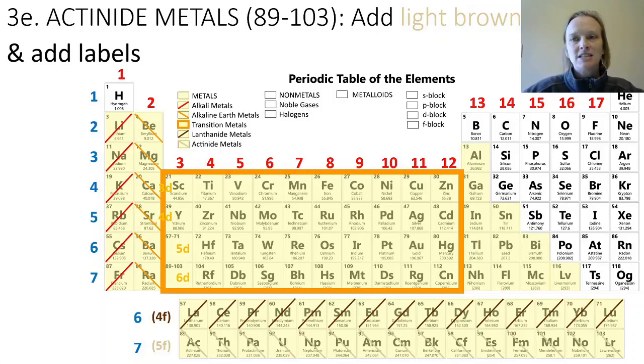For the actinide series, I want you to add light brown stripes. Again, just to accentuate the difference between the light brown and the dark brown, I had my stripes going in another direction, but that is your call. Add light brown stripes and add the label 5F in front of actinium.